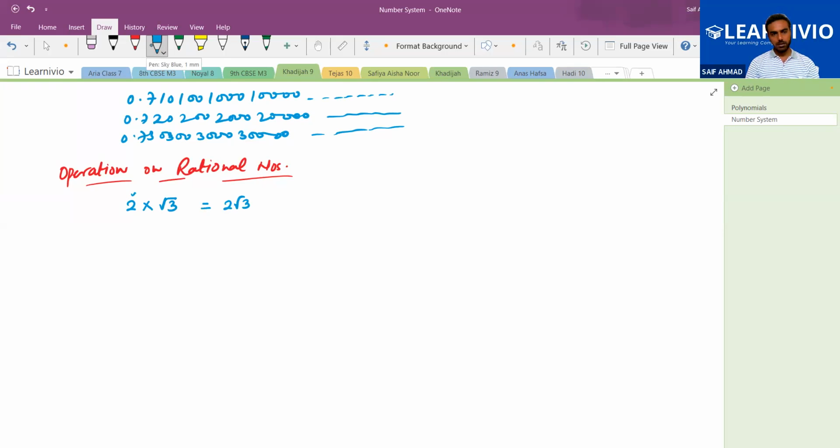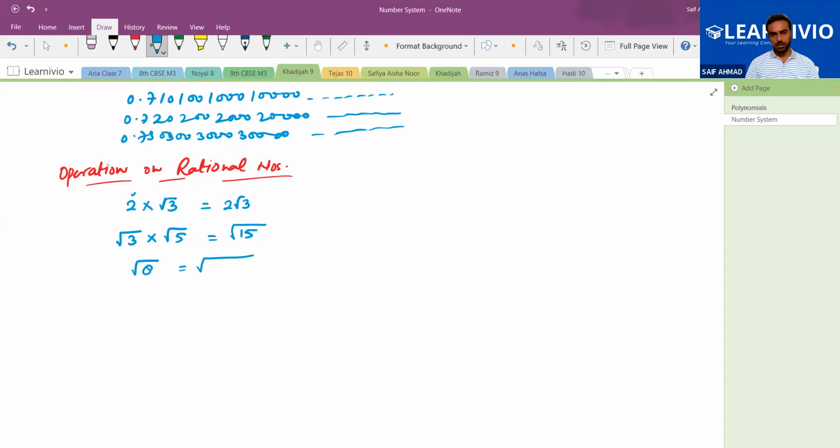If we multiply an irrational number and an irrational number, it will be multiplied, but in the square root, for example root 5 times root 10 is root 50. And for example, we have to write an irrational number in the simplest form. So we have to do prime factors of irrational numbers.